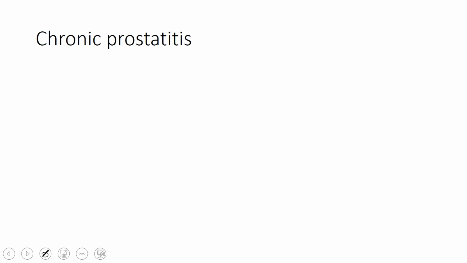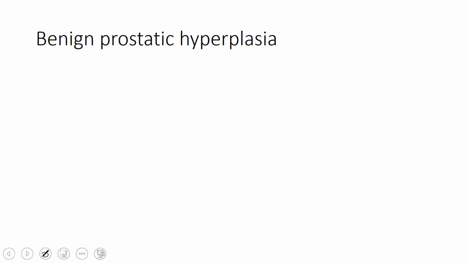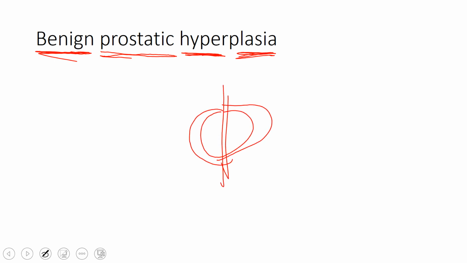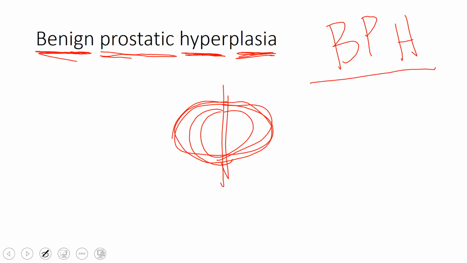Okay, what about benign prostatic hyperplasia? Benign means not bad. It's not going to kill you, okay? Prostatic means your prostate, and hyper means high, and plasia, I think, means like tissue, okay? So basically, you have a bunch of growth in your prostate, and it's getting too big, but it's not going to kill you, okay? Sometimes they call this BPH, benign prostatic hyperplasia.